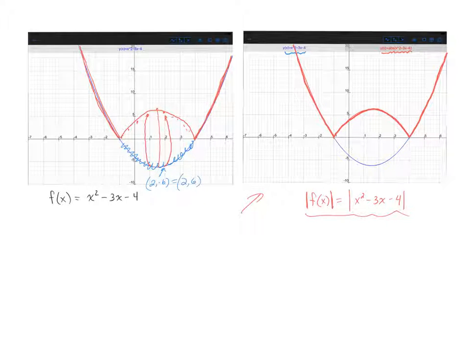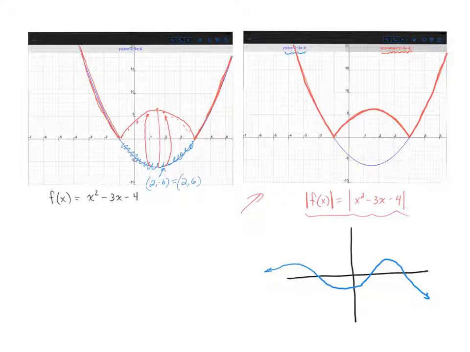Now I used this quadratic just because it was easy to model with, but this would be true for any function that you're looking at the absolute value of. What I mean by that is I've just kind of shown another function here, and we can call this blue guy f of x. And if we were to look at a red guy, which would be the absolute value of f of x, how would that differ?